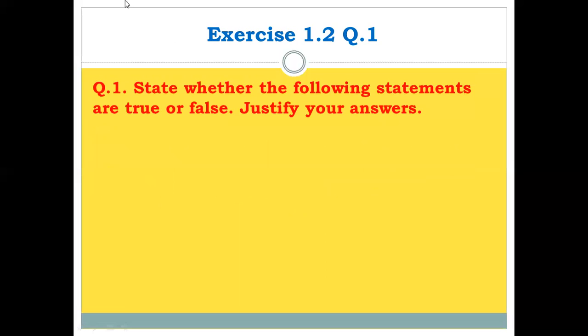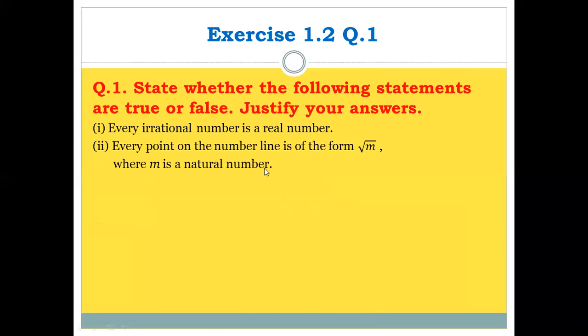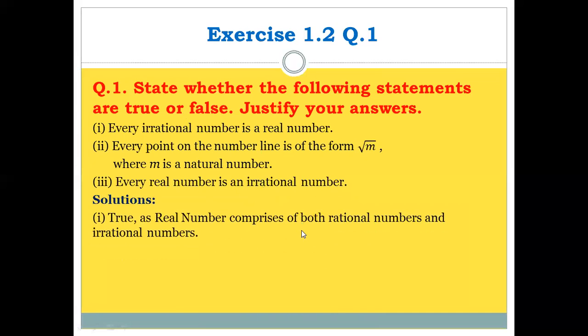So now we have exercise 1.2, question number 1. The question says, state whether the following statements are true or false. Justify your answers. So we need to justify our answers as well. First is, every irrational number is a real number. Second, every point on the number line is of the form root m, where m is a natural number. Third is, every real number is an irrational number. So these are the 3 parts of question number 1, and we need to answer it.